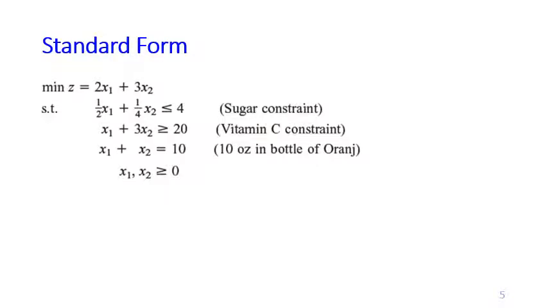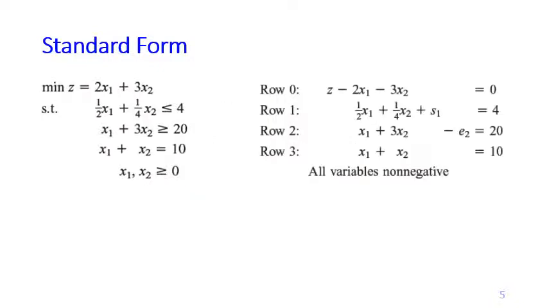Okay, so this is the formulation for the Bevco problem that we've seen before, and then we convert this into a standard form. For row 0, we simply move everything to the left-hand side, and then for row 1, because this is less than or equal to, we add a slack variable S1. Because the second row is greater than or equal to, we subtract an excess variable e2. The third row is already an equality, so we do nothing. And so this is already in a standard form.